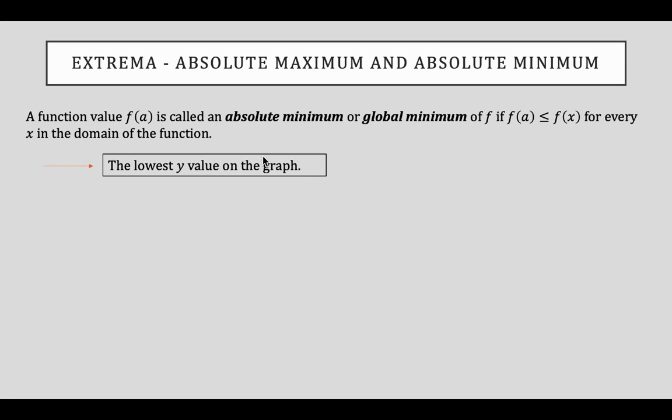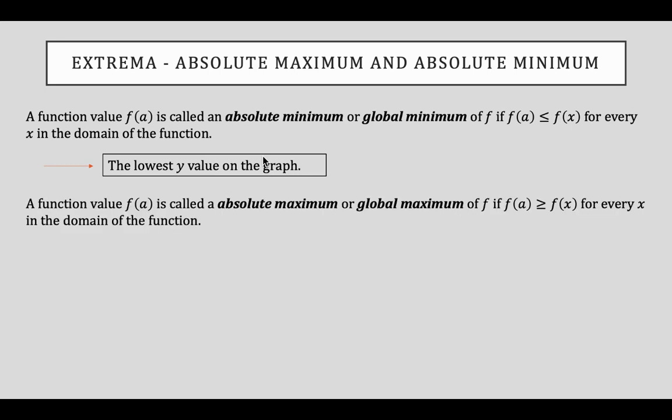Your global min or absolute min, those two terms mean the exact same thing. It just talks about the lowest y value that we have. A function value f of a is called an absolute maximum or global maximum of f if f of a is greater than or equal to f of x for every x in the domain of the function. Our absolute maximum, if you guessed it, is the highest y value on the graph.